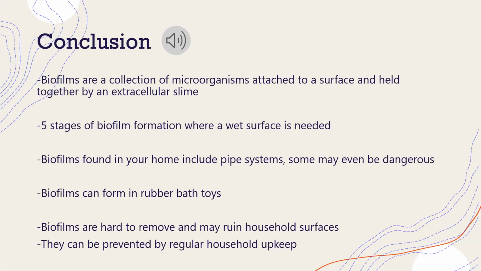In summary, we started by explaining that a biofilm was a collection of microorganisms attached to a surface that were held together by an extracellular slime. It was beneficial that they formed this community for protection and to help each other grow by sharing nutrients. Next, we went through the 5 stages of biofilm formation where the critical requirement was a wet surface. Wet surfaces are especially evident in pipe systems, which is where most of the biofilm in your home is growing. But they can also be found in places you might never have thought of, like the rubber bath toys found in the case study. If biofilms are left to grow, they can be hard to remove and ruin household surfaces, but regular household upkeep is sufficient enough to keep them at bay.